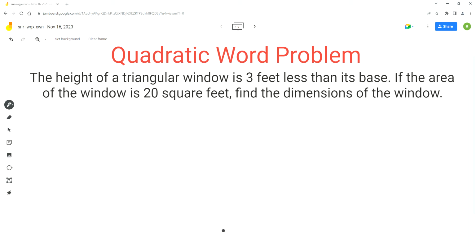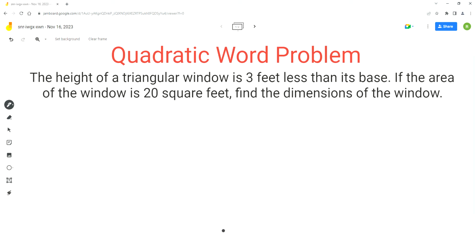Hello everyone. In today's video, we'll solve this quadratic word problem. In this word problem, we are given that the height of a triangular window is 3 feet less than its base, and the area of the window is 20 square feet. And we have to find the dimensions of the window.